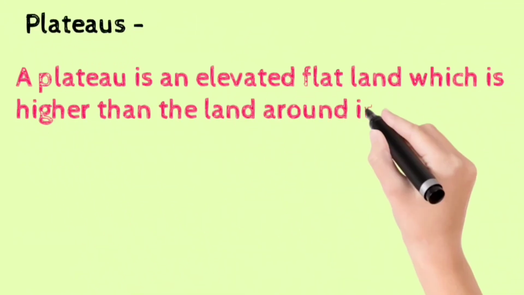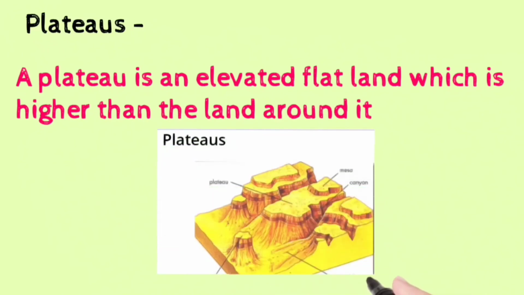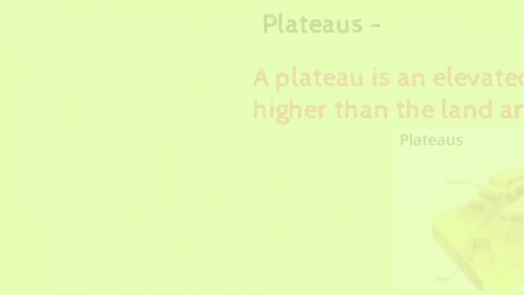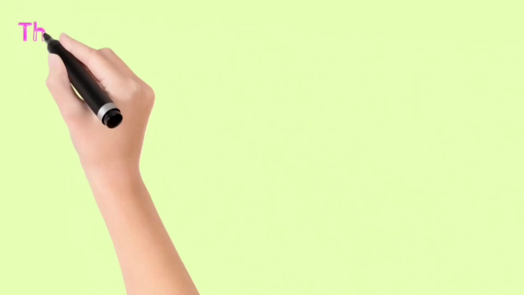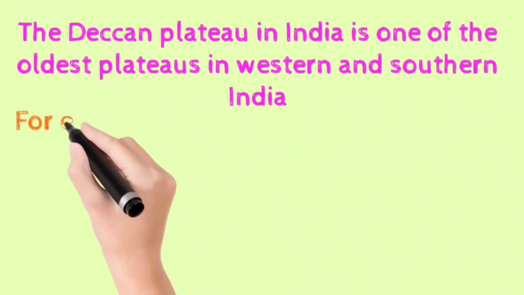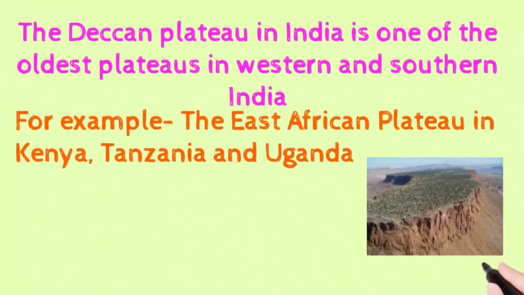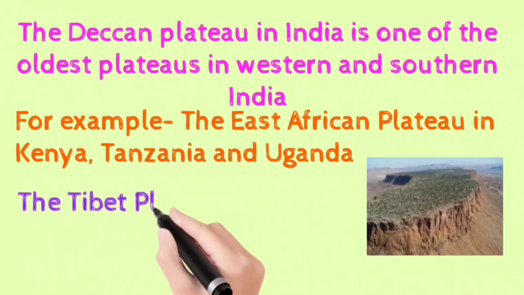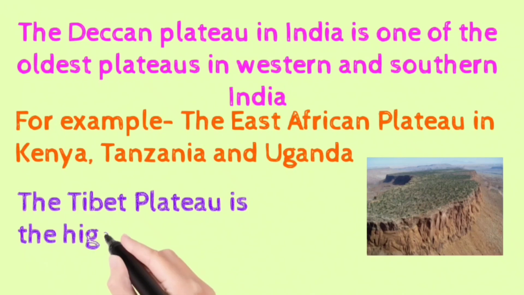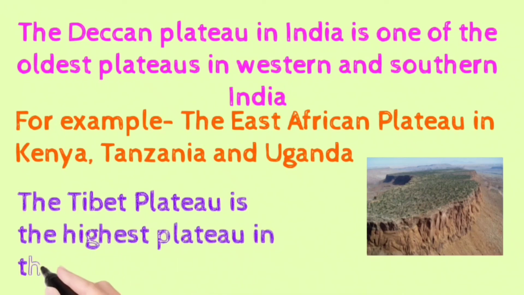Plateaus. A plateau is an elevated flat land which is higher than the land around it. The Deccan Plateau in India is one of the oldest plateaus in western and southern India. For example, the East African Plateau in Kenya, Tanzania, and Uganda. The Tibetan Plateau is the highest plateau in the world.